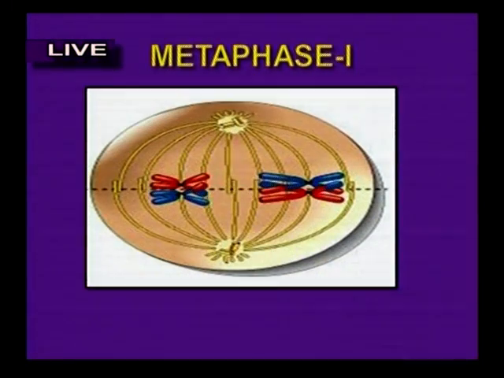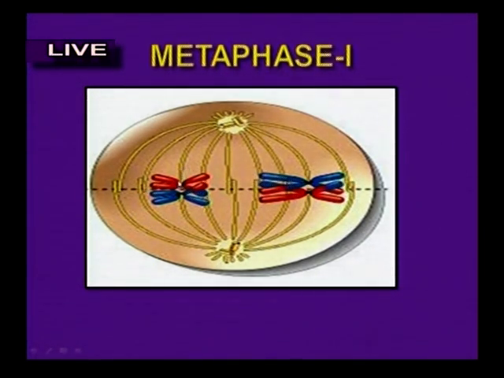See metaphase 1. Friends, here is metaphase 1. In metaphase 1, the homologous pairs move to the metaphase plate. This is the equatorial line, friends, and the kinetochore microtubules are attached at the kinetochore.